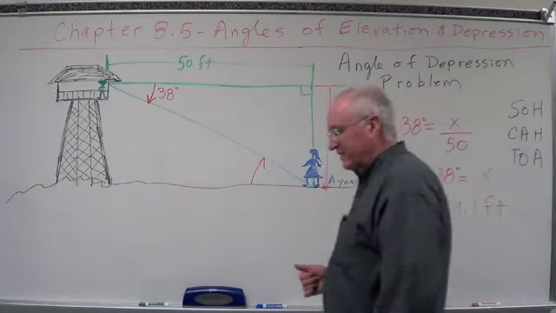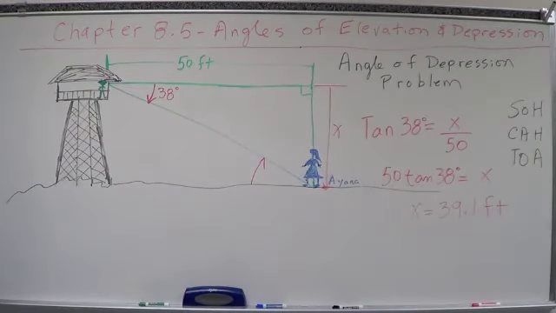Angles of elevation, angles of depression. We'll do some more in class. That's all they are. We're just simply using trigonometric ratios, sine, cosine, tangent, and their inverses in order to find unknowns and to solve problems.